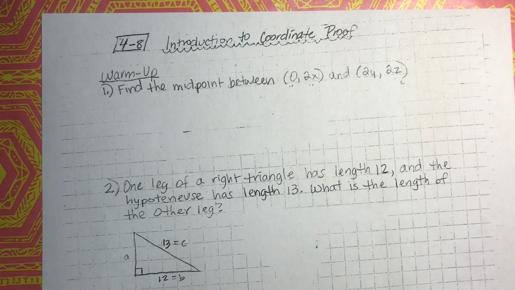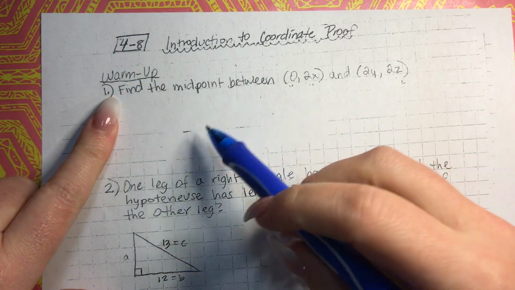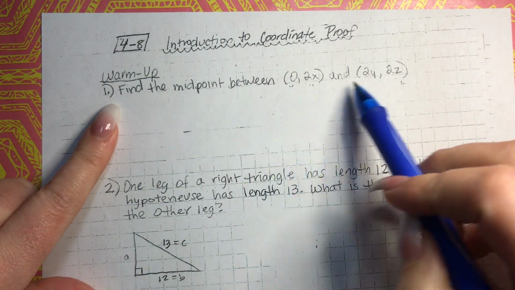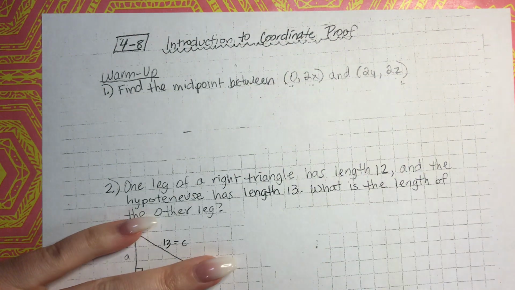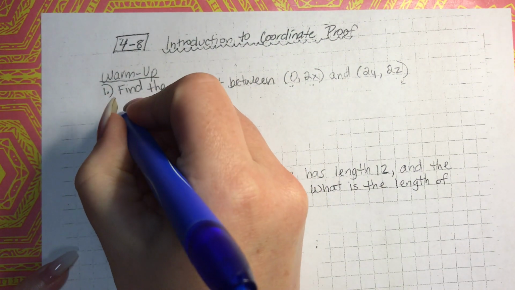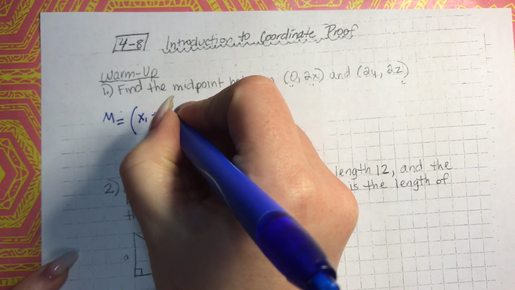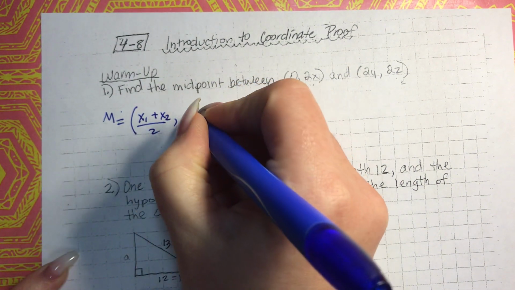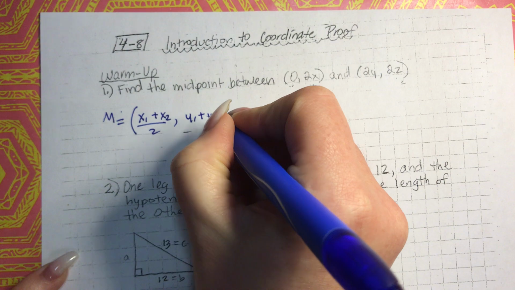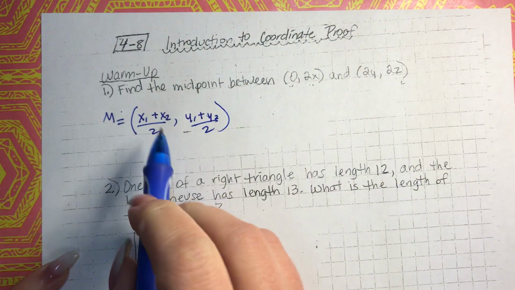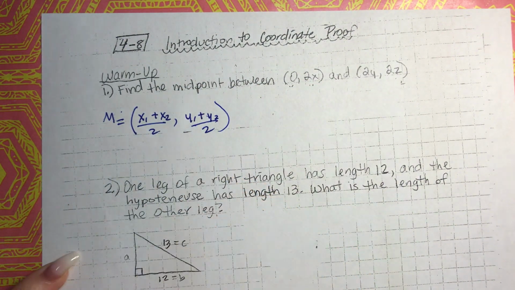Okay, we're back. Let's see how you did on those warm-up problems. The first one says find the midpoint between these 2 points. So remember that midpoint formula: midpoint equals (x1 plus x2) divided by 2, comma, (y1 plus y2) divided by 2. So it's the average of the x values and the average of the y values.